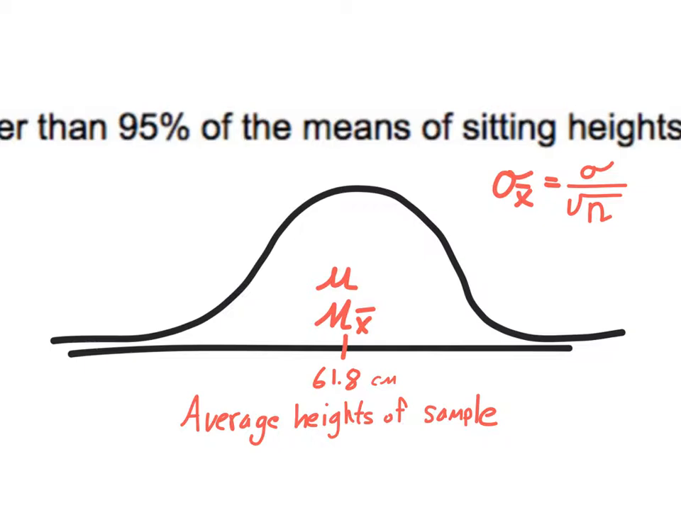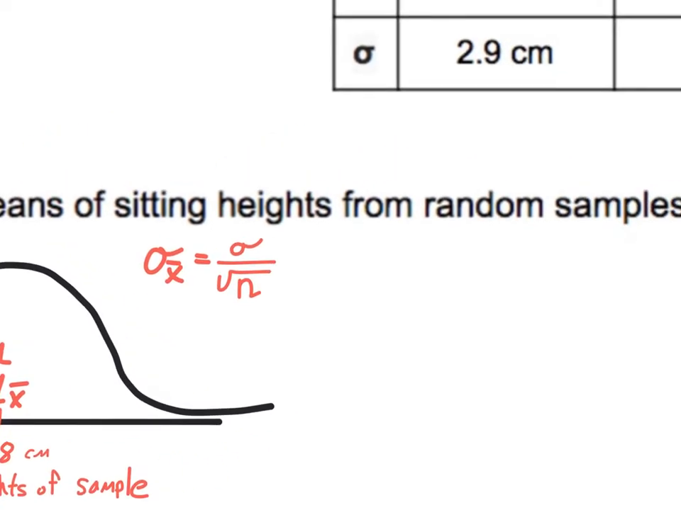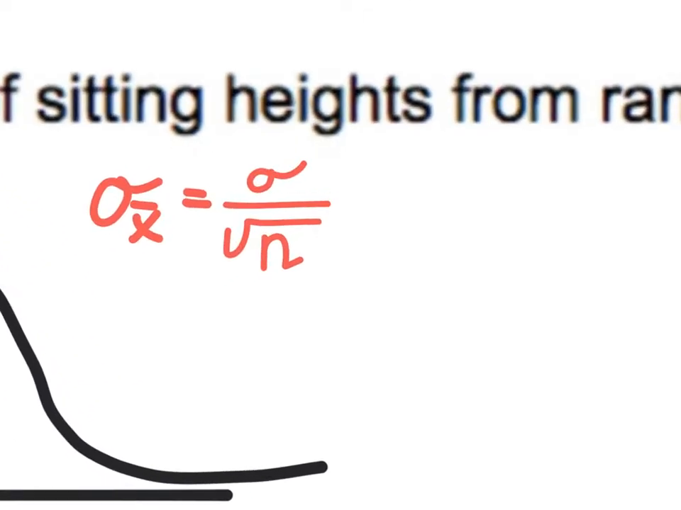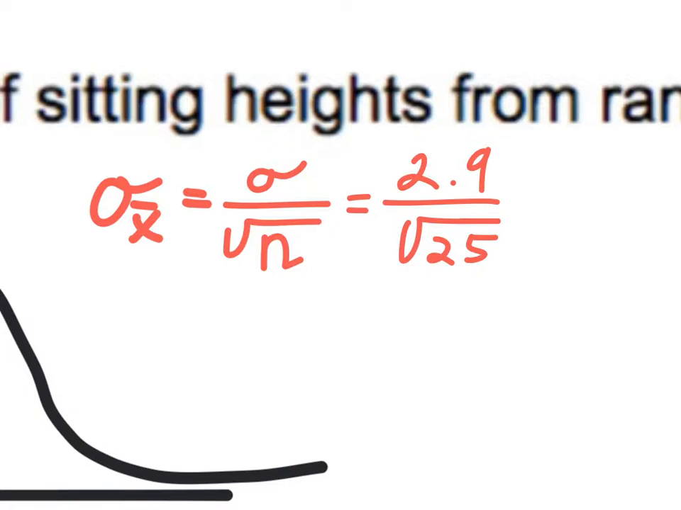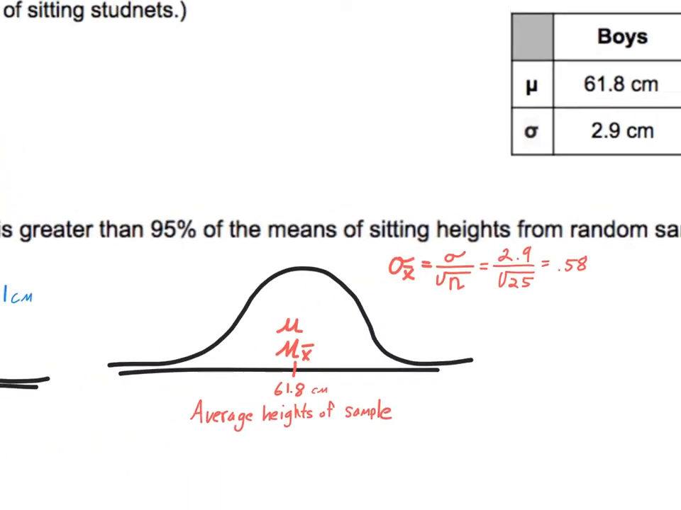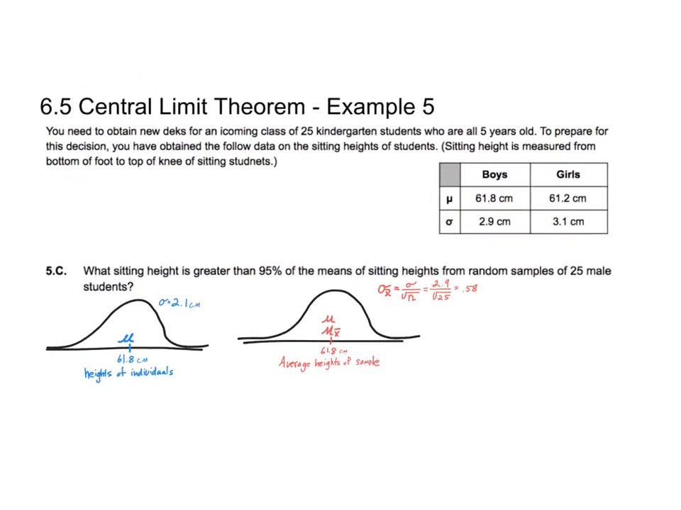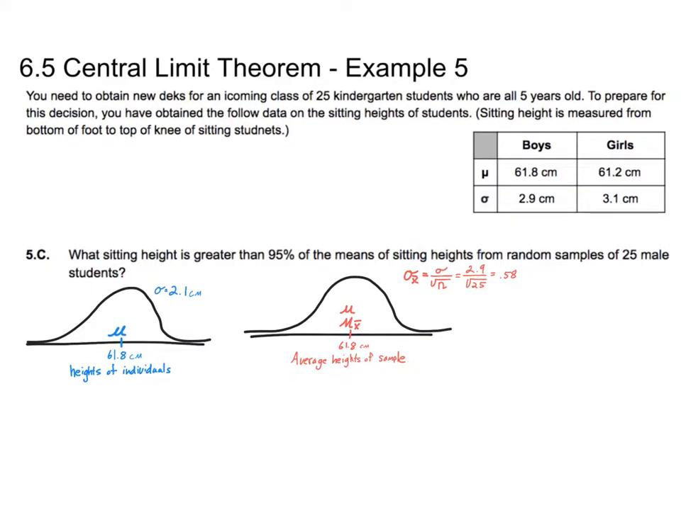And my standard deviation has changed. It's being altered by the standard deviation divided by the square root of the number of people in the sample. If I calculated the standard deviation in this situation, I'd get a value of 2.9 over the square root of 25. When I type that into the calculator, I should get an estimation of 0.58. So there's my standard deviation of the sample group means. Now, looking at these two normal curves, I've got to determine which one I want to utilize to solve this question.